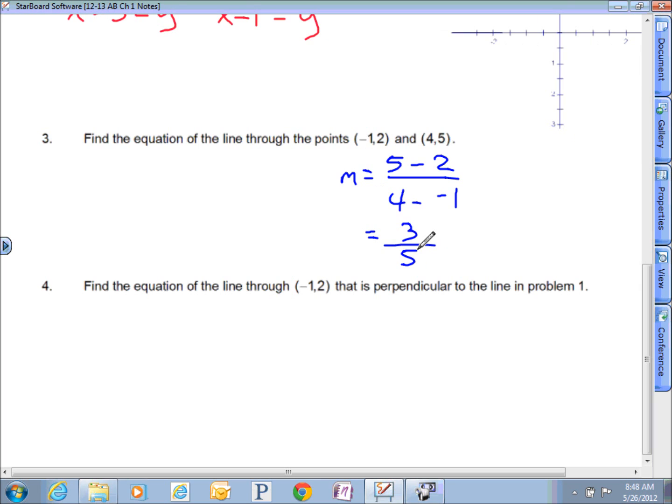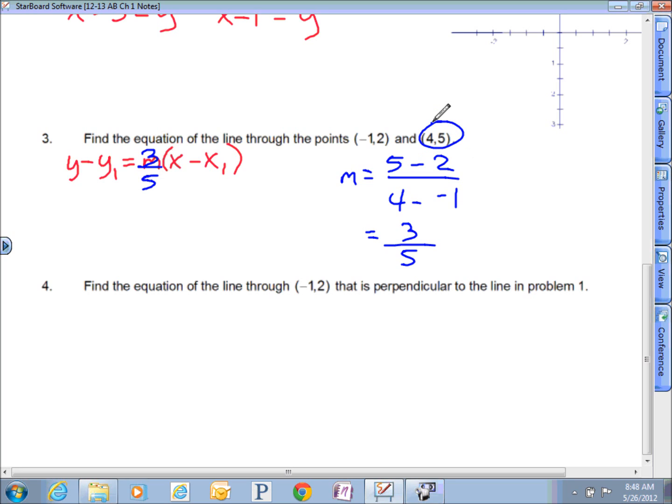Now I'm a big fan of the point slope form. The point slope form of an equation of a line says y minus y1 is equal to the slope times x minus x1. So now we're going to start plugging things in. I just found that my slope was supposed to be 3/5. Well, now I need to come up with an x value and a y value that would go together. I'm going to choose to use the point 4, 5.